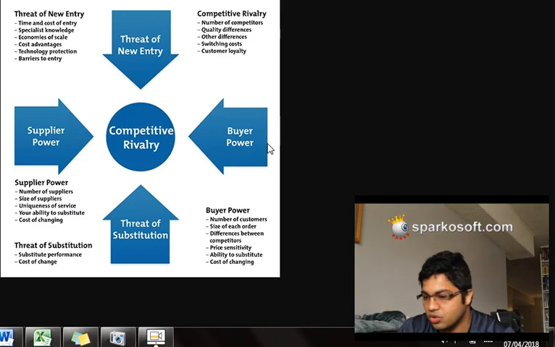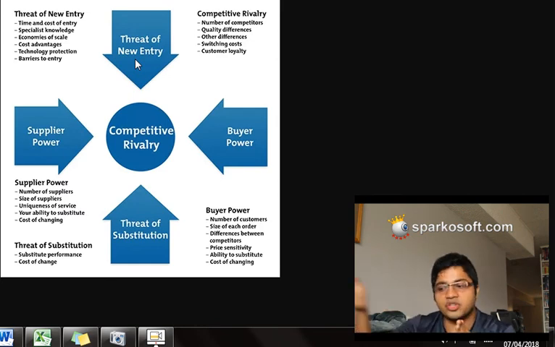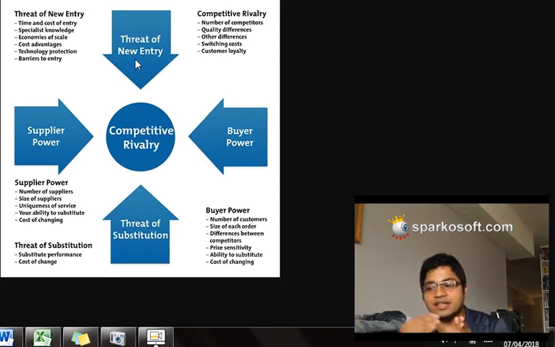So that is important. Then if it is very easy to enter into an industry, then you cannot maintain your monopoly, you cannot maintain your profits, because your market share that you have, that is so precious to you, can be stolen away by a new entrant. So the easier it is to enter into an industry, the not so good for an investor in that industry.